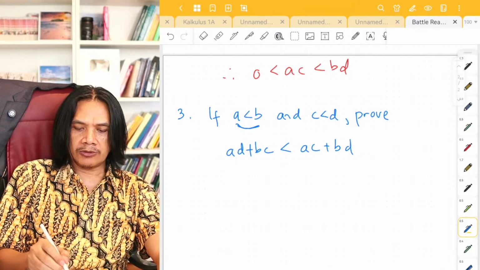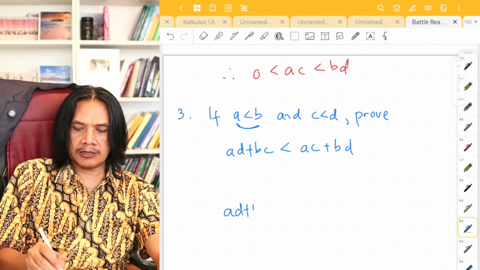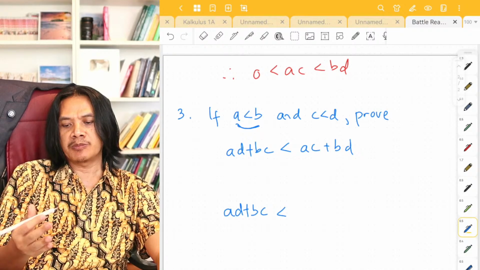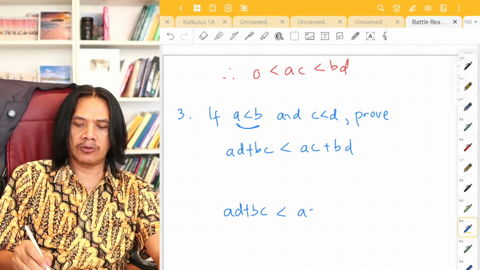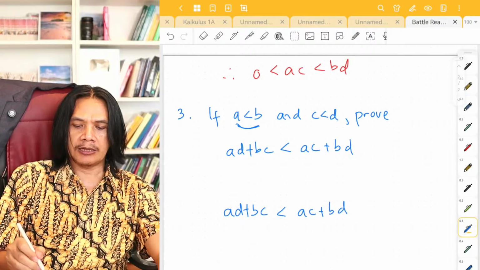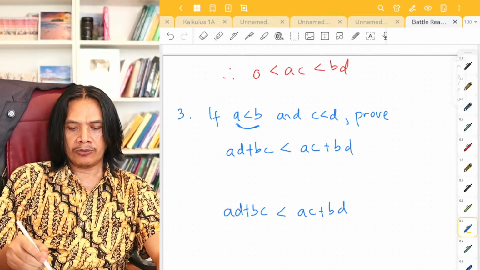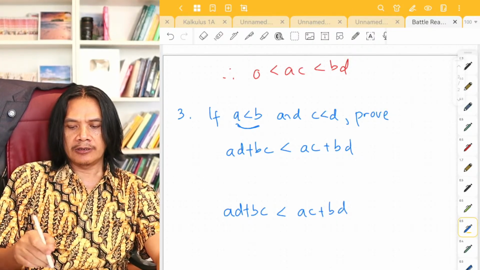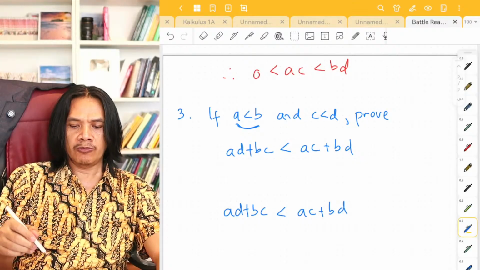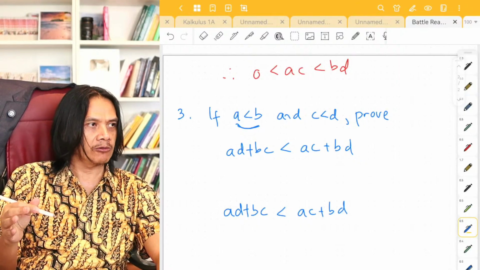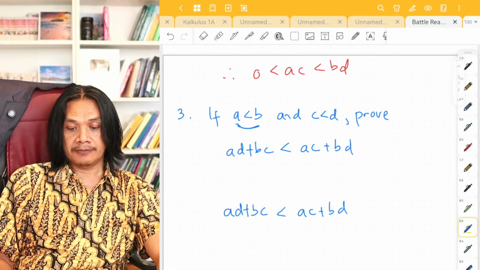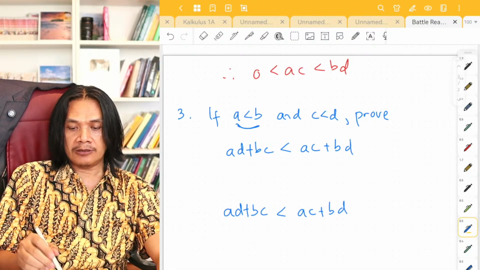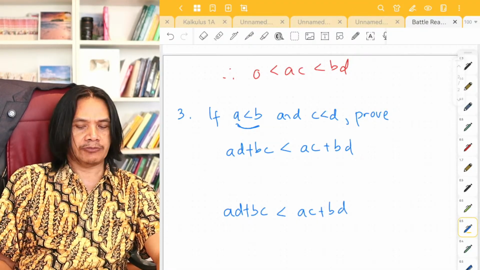So what I'm trying to say is, try to rewrite this so that perhaps B minus A or D minus C appears in this expression, so that you can somehow manipulate that. So how to change around, I mean, which one to move to the left hand side and which one to the right hand side, so we can force it so that B minus A appears, for example.